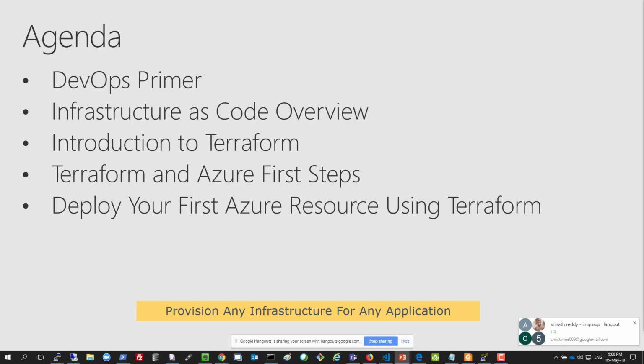Then we'll move to the next stage, which will be infrastructure as code. How does infrastructure as code fit into this overall framework of what people call DevOps these days? After that, we'll take a step further and start talking about this particular tool called Terraform, which is a tool produced by a company called HashiCorp. They make other tools that fit into the DevOps framework, like Packer and Vagrant and other tools like that. So we'll talk about that.